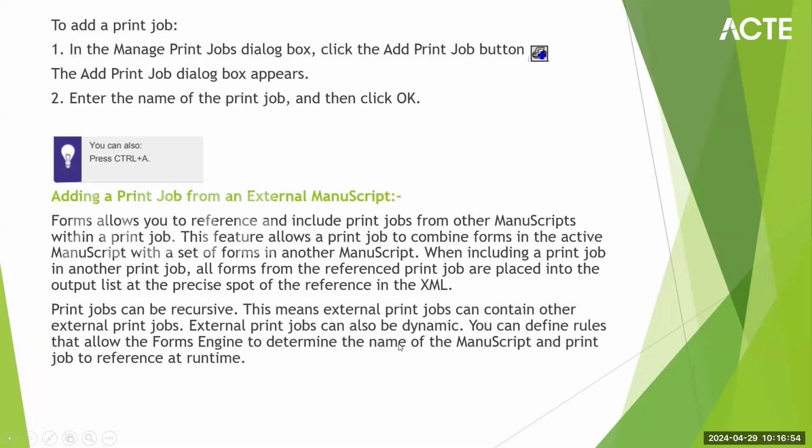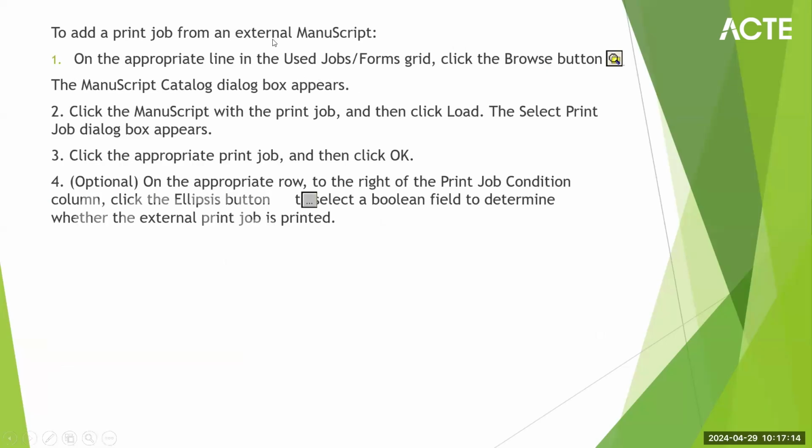This will be in a section request, like request format or response format, by using a forms engine. So to add a print job from an external manuscript, on the appropriate line and use the jobs or forms grid, click on the browse button. The manuscript catalog dialog box appears. Click the manuscript with the print job and then click on load.